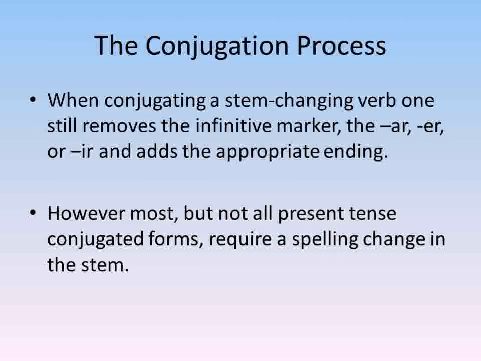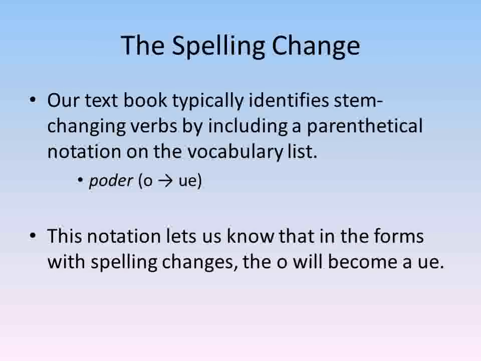The process for conjugating a stem-changing verb is very similar to the one for regular verbs. The first step again is to remove the AR, ER, or IR infinitive marker from the end of the verb. However, before we can add the endings, we have to look at the stems. Most of the forms for these verbs are going to require a spelling change in the stem. Now let's look at the spelling change.